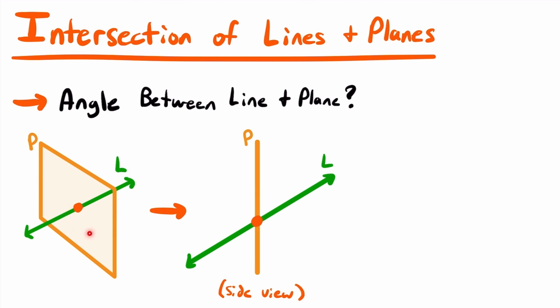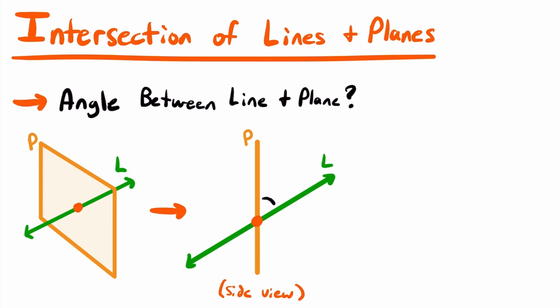But now if we look at a 2D side view, this is our plane from the side, and this is the line intersecting with the plane at one point. We want to find the angle between that plane and that line, this angle right here. And so the question is, how do we find that angle?